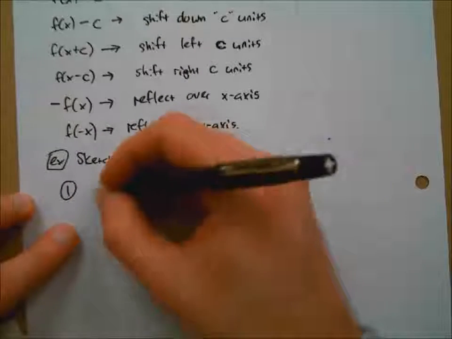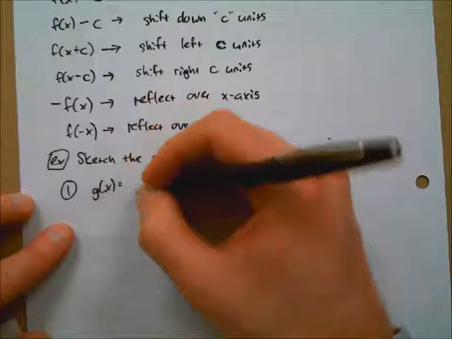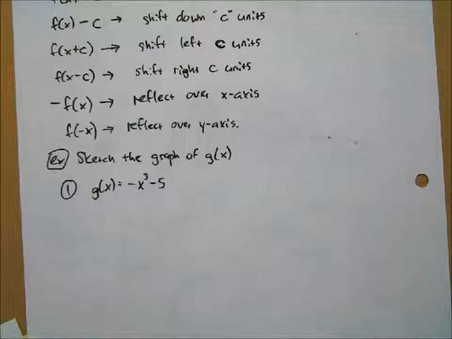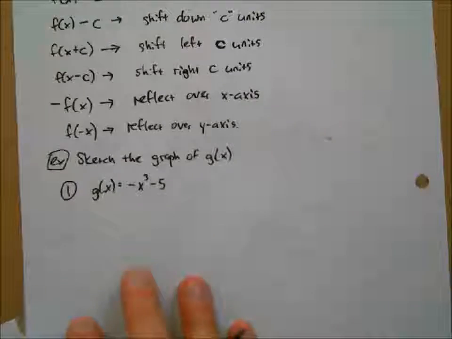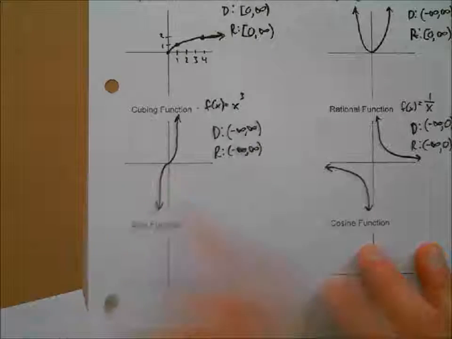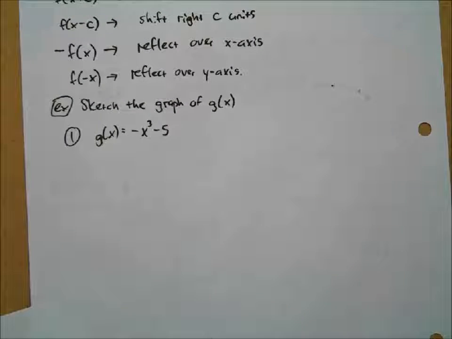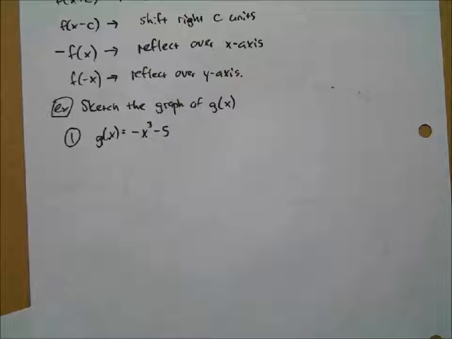So for example, g of x equals negative x cubed minus 5. Okay. So our parent function is going to be that cubic. But that minus 5 is telling us to do what? Yeah, right. So are we supposed to move it to the left 5, or is it supposed to be a down 5? Which one is it? It's going to be a down, okay, right.